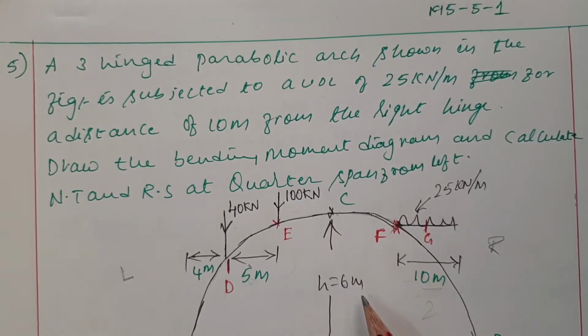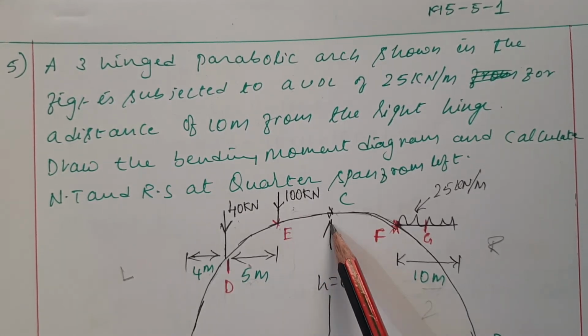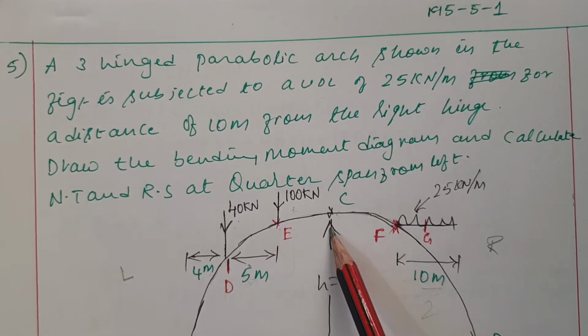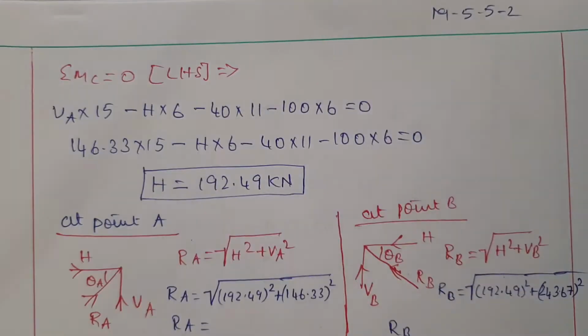For H, the perpendicular distance is 6. For VA, the distance is half of the total span, which is 15. For the 40 kilonewton, the distance is 15 minus 4, which is 11. For the 100 kilonewton multiplied by the perpendicular distance, 15 minus 9, it is 6. That's what I considered here.